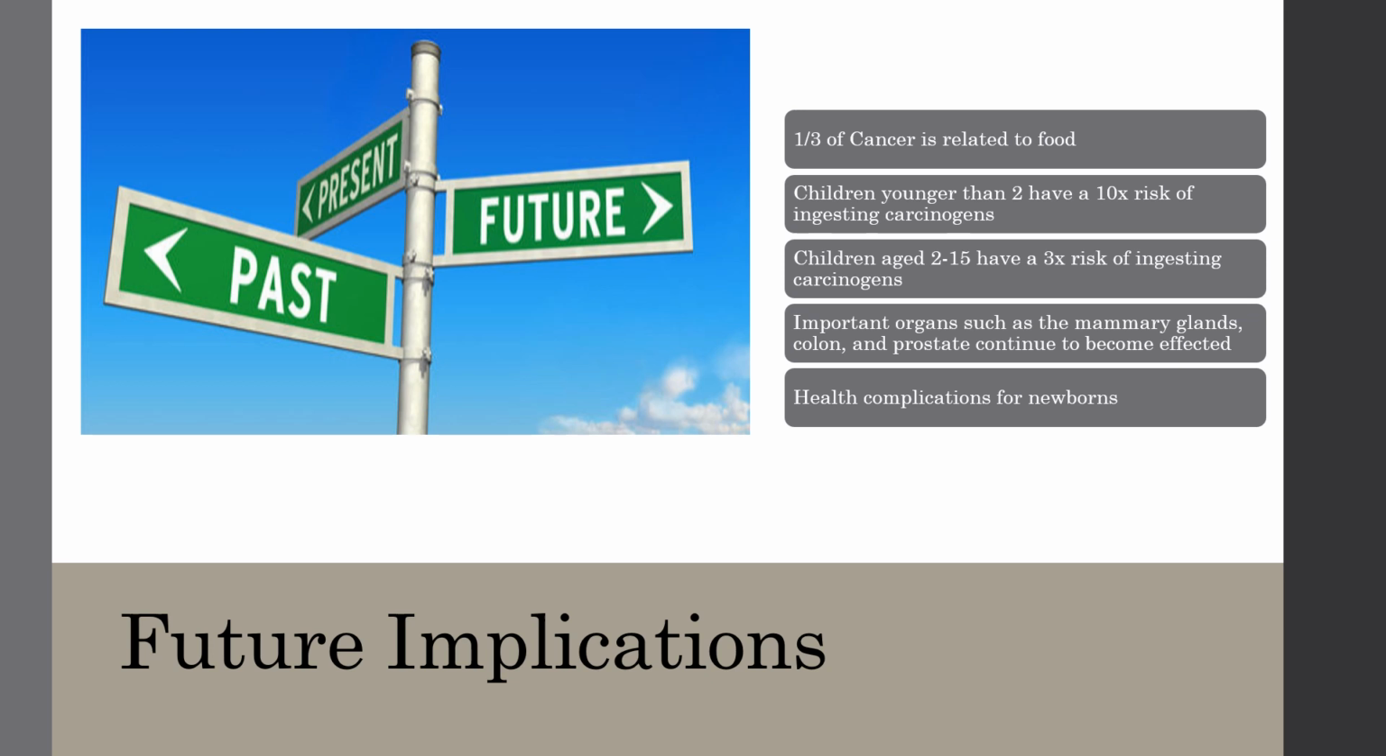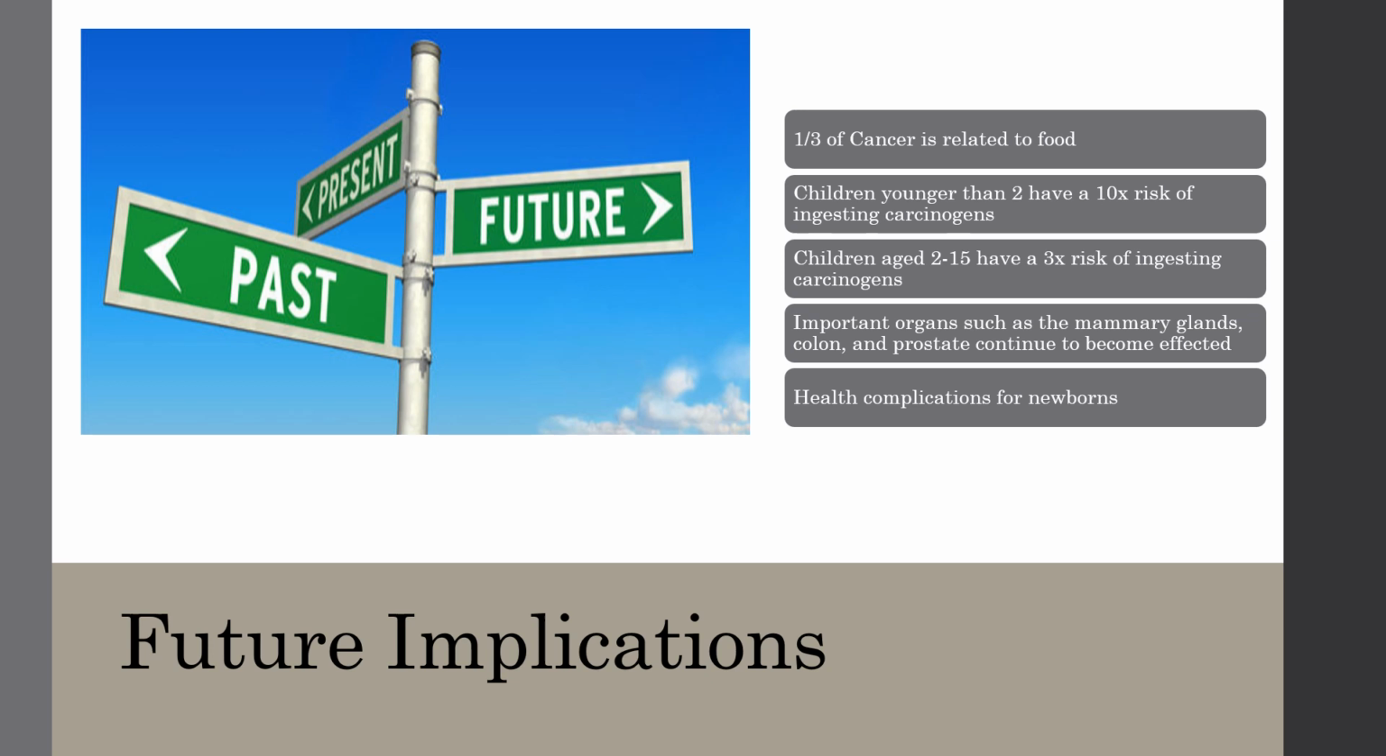Infants younger than 2 years old are believed to have a 10 times risk factor of ingesting carcinogens, while children aged between 2 to 15 have a 3 times higher risk. This raises the question and concern regarding what future dangers this can hold, since young children in developmental stages of their lives are ingesting all of these chemicals. These stages of life are very critical to the development and long-term health of a young child, and earlier exposure to these children could cause early onset cancer and other diseases not typically seen in young people.